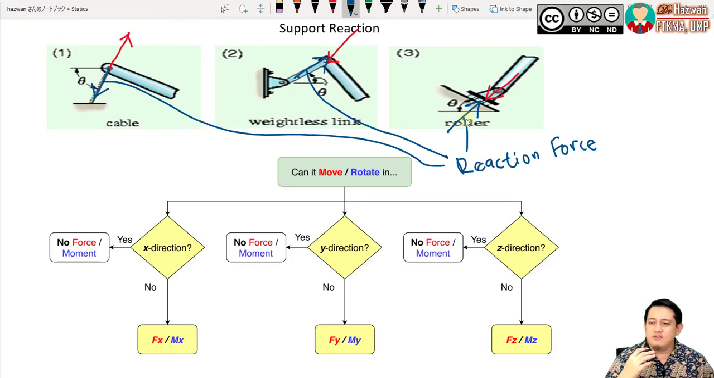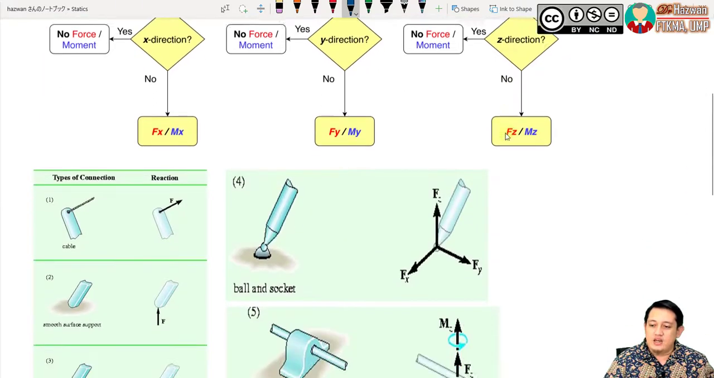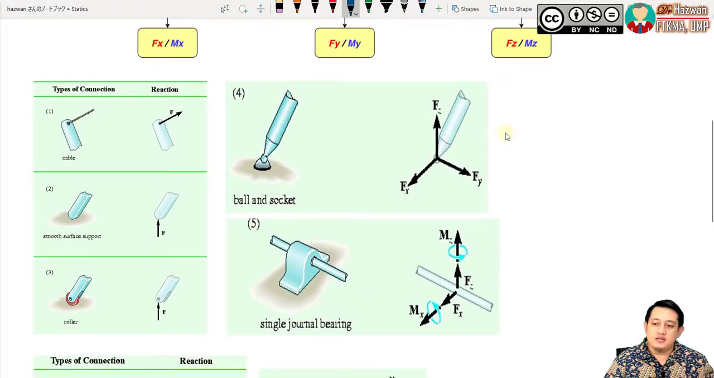Just ask yourself whether we can move it in this direction or not. For example, a roller means something we can move freely. So we can move it freely in this direction. Can we move it? Yes. If the answer is yes, it means no force in this direction. That's it.